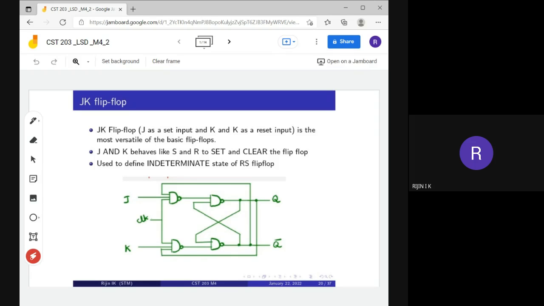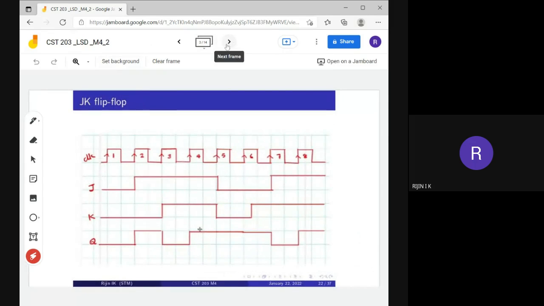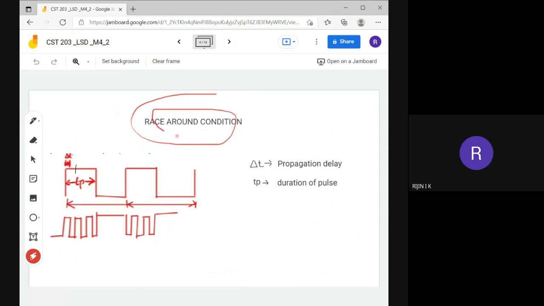In case of a level triggered flip flop, if J and K both are equal to 1, there is an issue that we have seen, the race around condition. That means output was continuously changing, toggling. Output was continuously toggling when J and K both are equal to 1. In that situation, there was an issue, and that issue was race around condition.